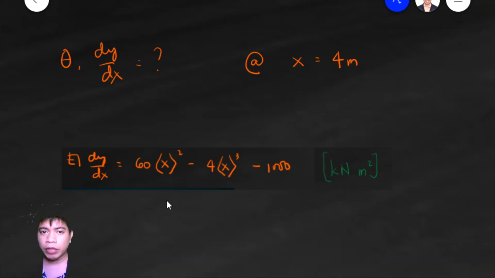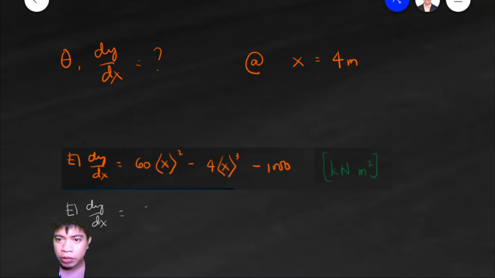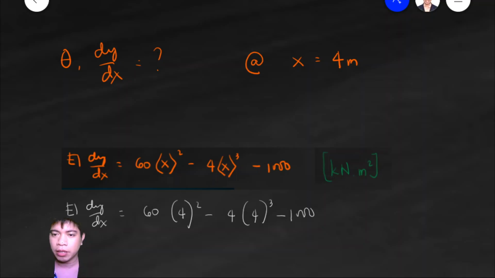So, ito yung ating slope equation. Gagamitin natin ito para pag-solve nga ng dy over dx. Isolve natin siya guys. So, at x equals to 4. Bali ang mangyayari dito is EI dy over dx is equals to 60 times 4, x natin take note ay 4, then squared, minus 4 times 4, then cube, then minus 1,000. So, isolve natin guys sa kabilang side ng equation na ito. So, ang mangyayari ay magiging equal to negative 296.